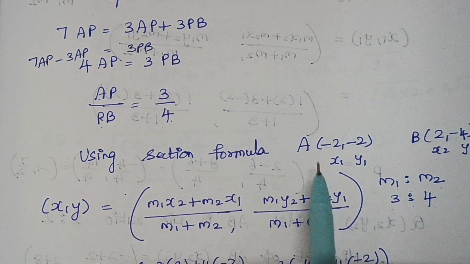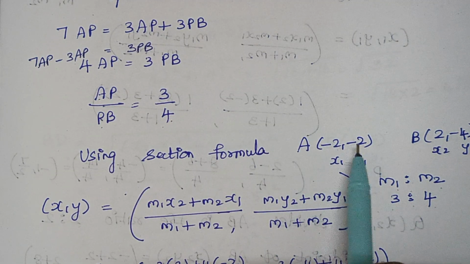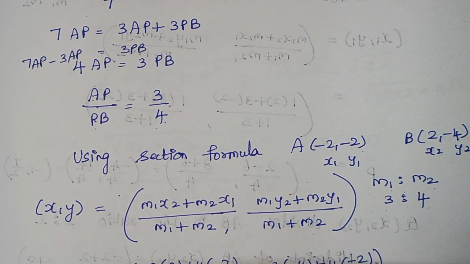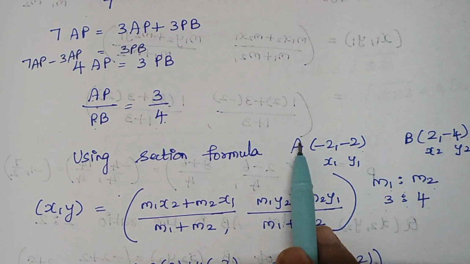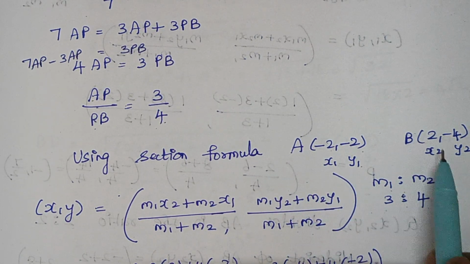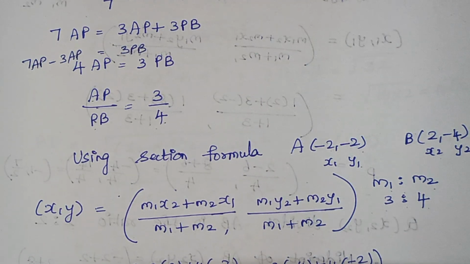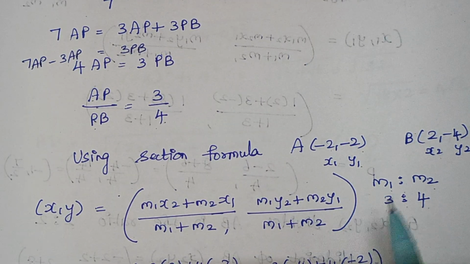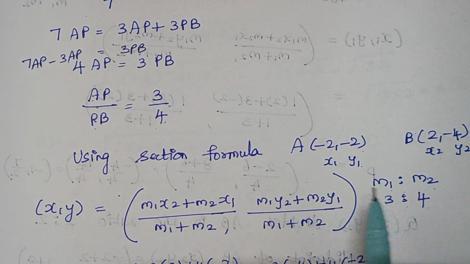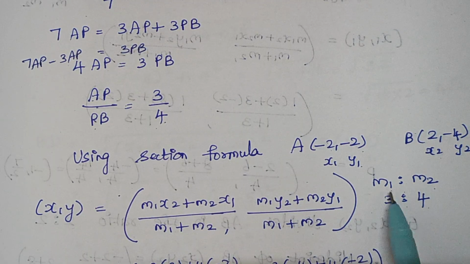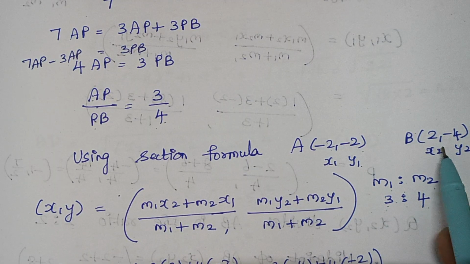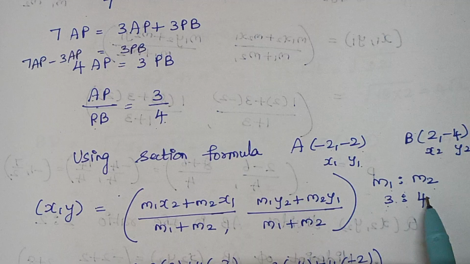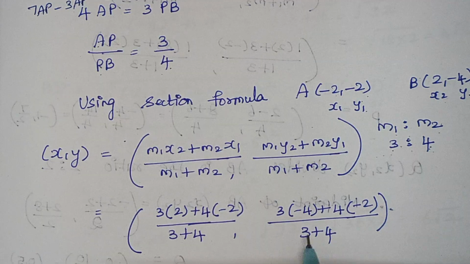Now we know the values. A is given by minus 2 comma minus 2 and B is given by 2 comma minus 4. So A gives x1, y1 and B gives x2, y2, and we know the values of m1 and m2. Just multiplying, m1 x2: 3 into 2 plus m2 which is 4, 4 into minus 2, divided by 3 plus 4. The same way here, m1 is 3 into y2.